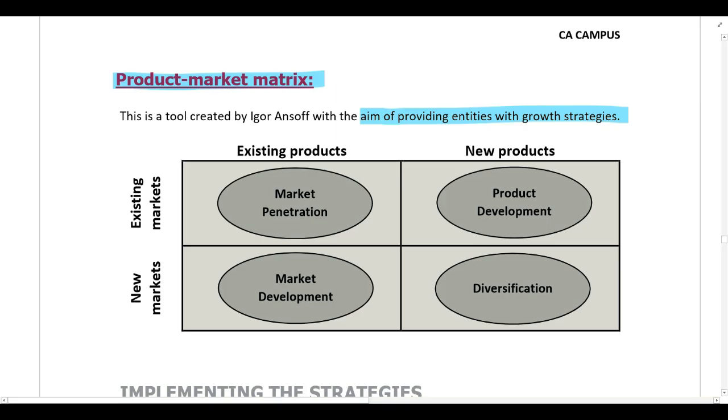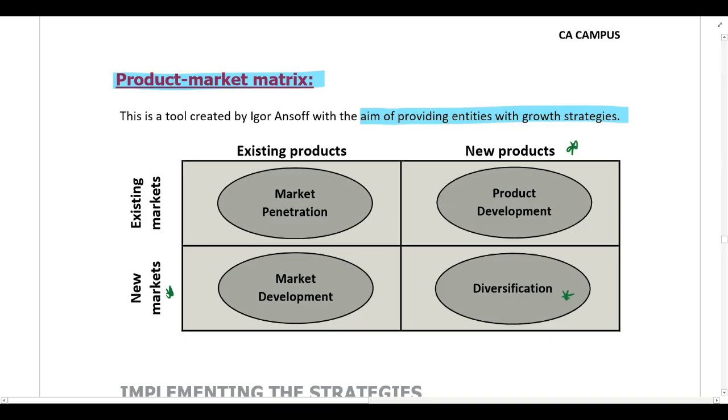Alternatively, the company can have a market development strategy, and that is where growth is achieved by selling an existing product to a new market. Or the company could have a product development strategy, and that is where growth is achieved by selling new products to existing markets. Or lastly, you can go for a diversification growth strategy, and that is where growth is achieved by simultaneously changing your product and also your market.